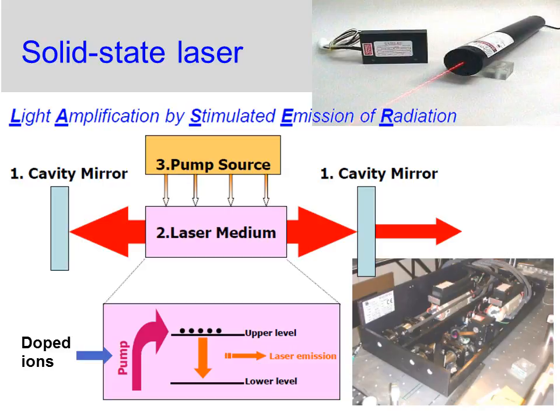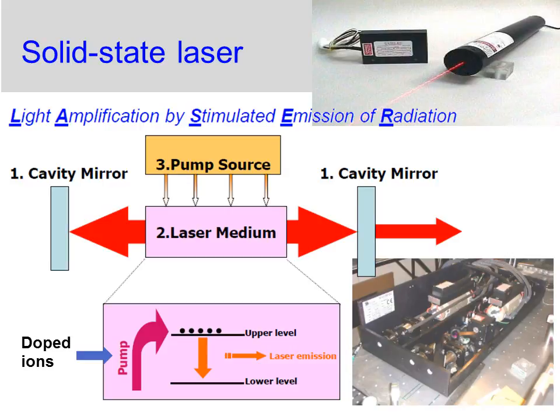Here there is a simplified structure of a solid-state laser. Here are two mirrors constituting a laser cavity, and there is a laser gain medium inside the cavity. For the gain medium, there are many ions stored inside. So these ions can be pumped from these pump cells.